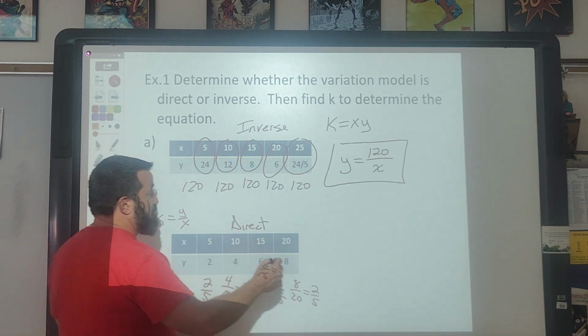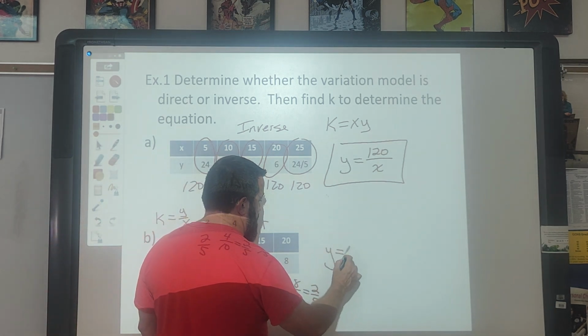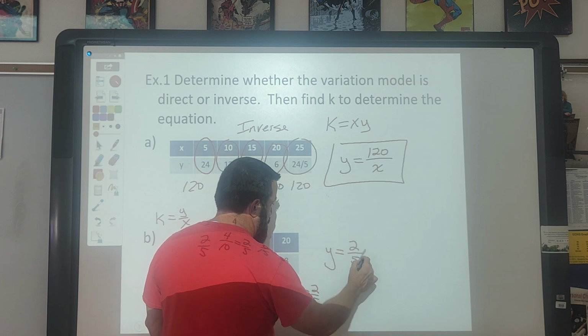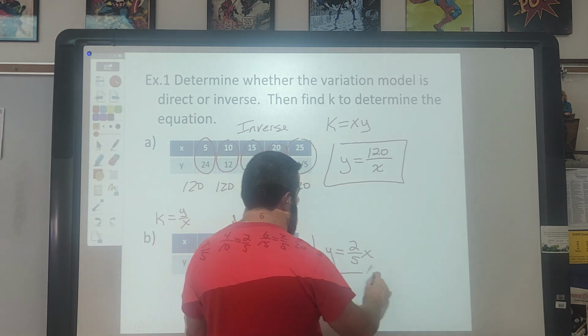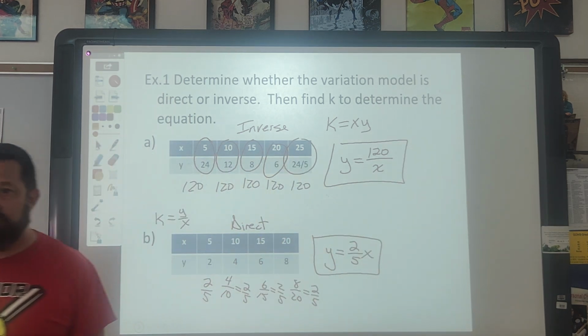Since it's direct variation, my equation is y equals the k value, 2/5, times x. That is my final answer, so it is direct, and that is my equation.